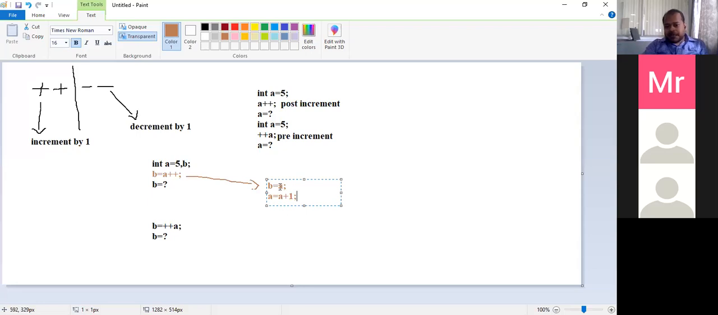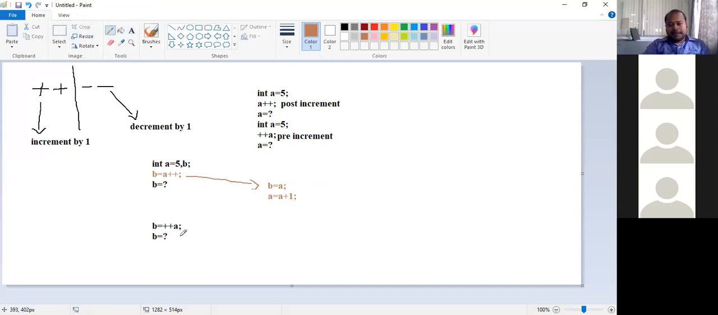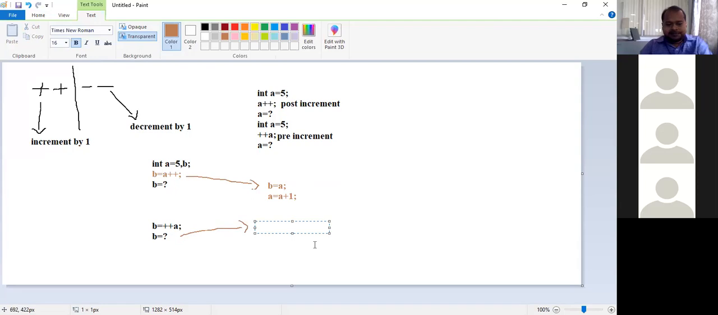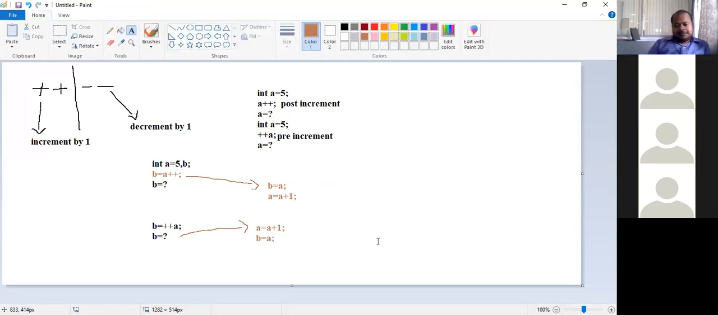First, the value of A is assigned to B. Then A will be incremented. Okay. Then what is the value of B? 5. Now for this case, if I am writing the same by breaking it, then it should be like this: A equals to A plus 1, then B equals to A. And I think now it is clear, right?